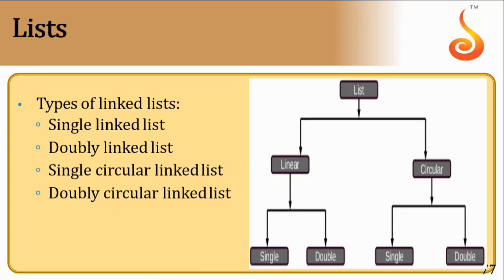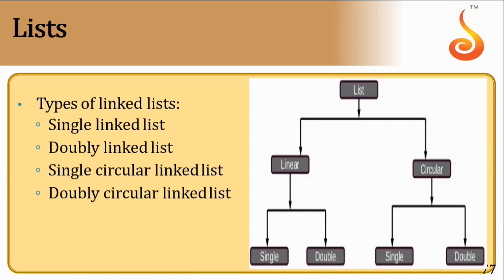Doubly linked list, single circular linked list, and doubly circular linked list. In a doubly linked list, you will have two pointers. I'll show you that. In a circular linked list, the last node is connected to the first node, so it acts as a circle. I showed you circular queue also. That is, instead of null, it would point to head, the first one. Whereas in singly and doubly linked lists, both are like that.